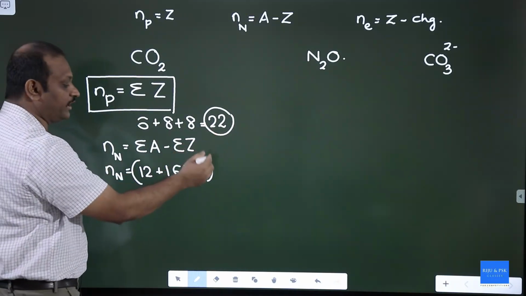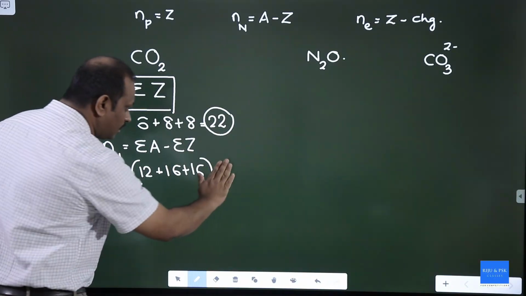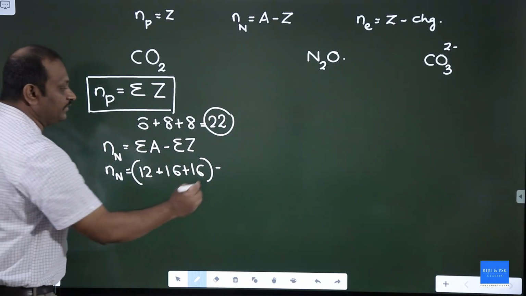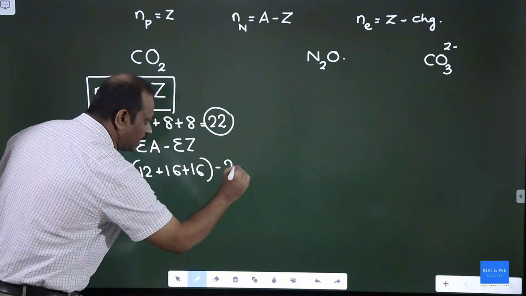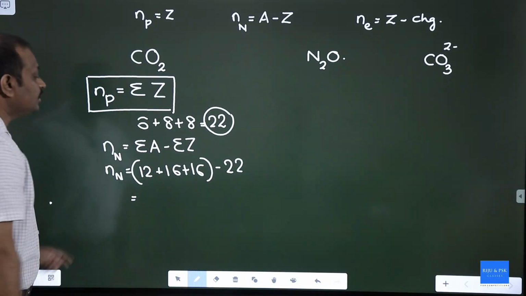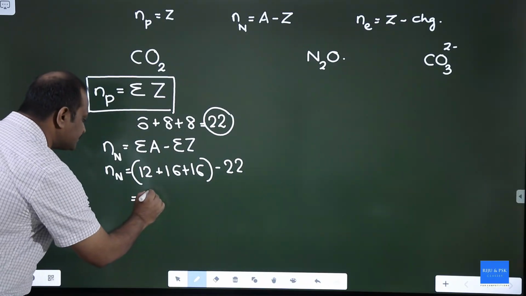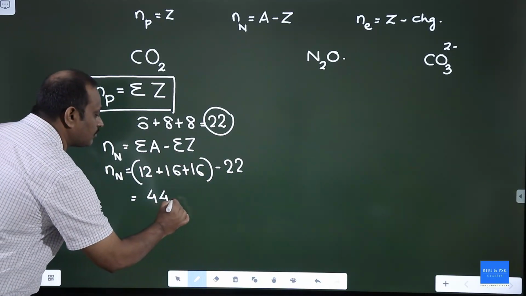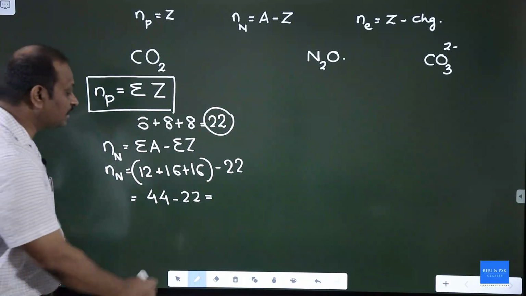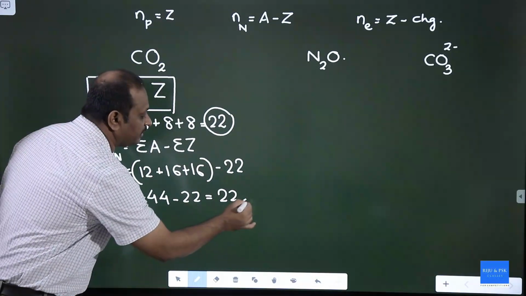Sigma of Z is already there. Sorry, here it is not equal, it is minus, isn't it? Then we will be getting 22 here. Now, what is the ultimate answer? 12 plus 16 plus 16, you will get 44. So we have 44 minus 22, which is equal to, what will come there? Tell me all of you. Which equals 22. So you got the answer.